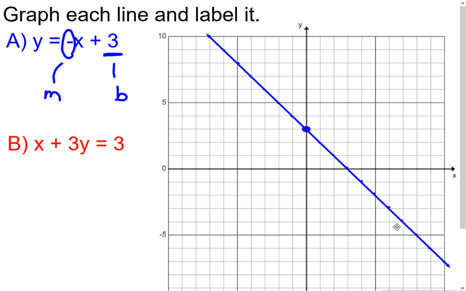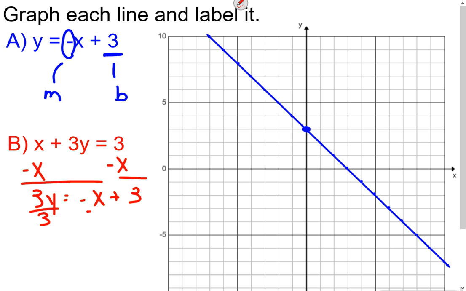Now my second one, x plus 3y equal to 3, is not in slope-intercept form, and I don't like it this way because I can't identify my slope and my y-intercept, which makes it pretty easy for me to graph the line. So I'm going to put it in slope-intercept form, get the y all by itself, so I have to get rid of the x. Now I'll end up with 3y equal to negative x plus 3.